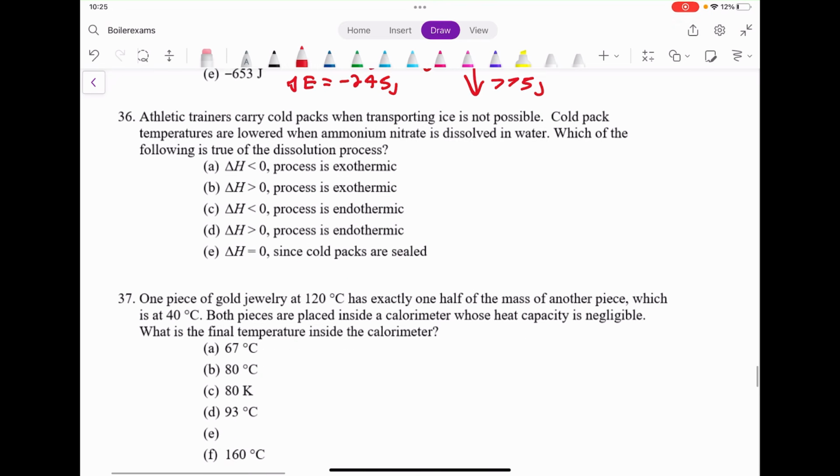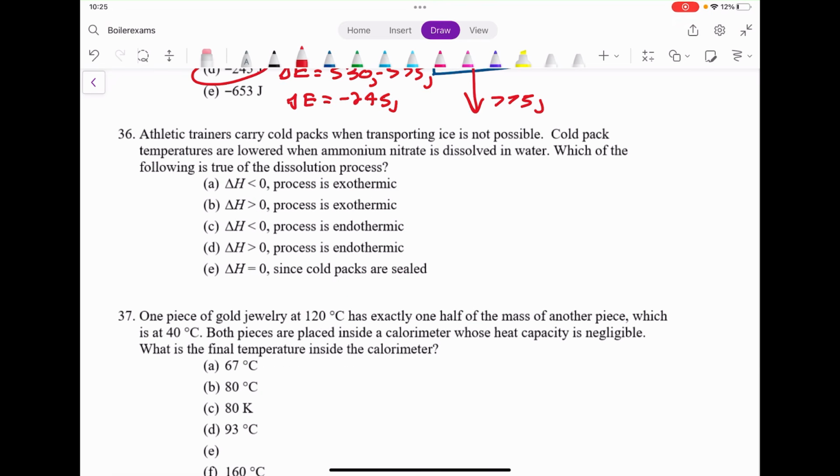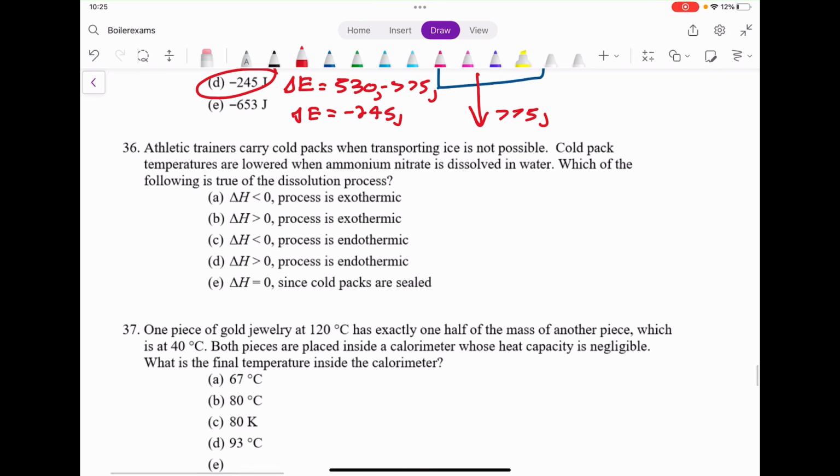35D. 36. Athletic trainers carry cold packs when transporting ice is not possible. Cold pack temperatures are lowered when ammonium nitrate is dissolved in water. Which of the following is true about the dissolution process? So, okay. Here's my cold pack. And, let's see.